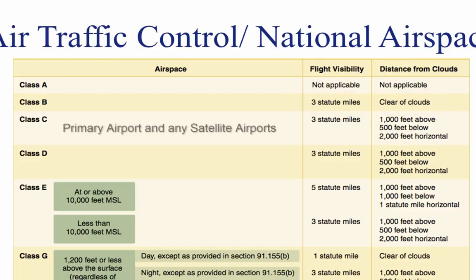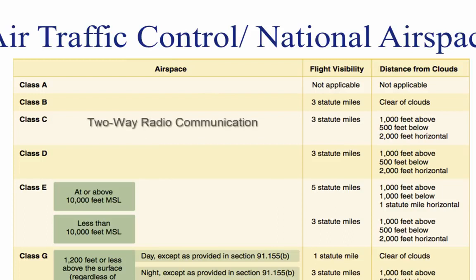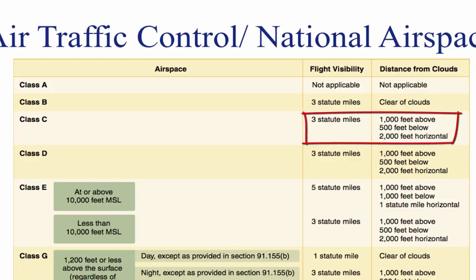Class C airspace is a primary airport and any other airports in the airspace called satellite airports. Flight in Class C airspace must be conducted with two-way communication with ATC and have appropriate transponder equipment. The weather minimums are 3 statute miles visibility and the pilot must stay 1,000 feet above the clouds, 500 feet below the clouds, and 2,000 feet horizontally from the clouds.